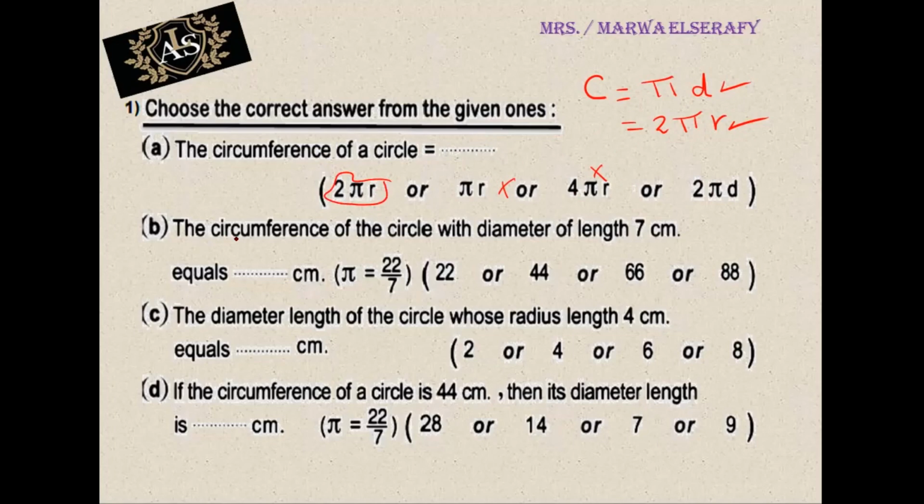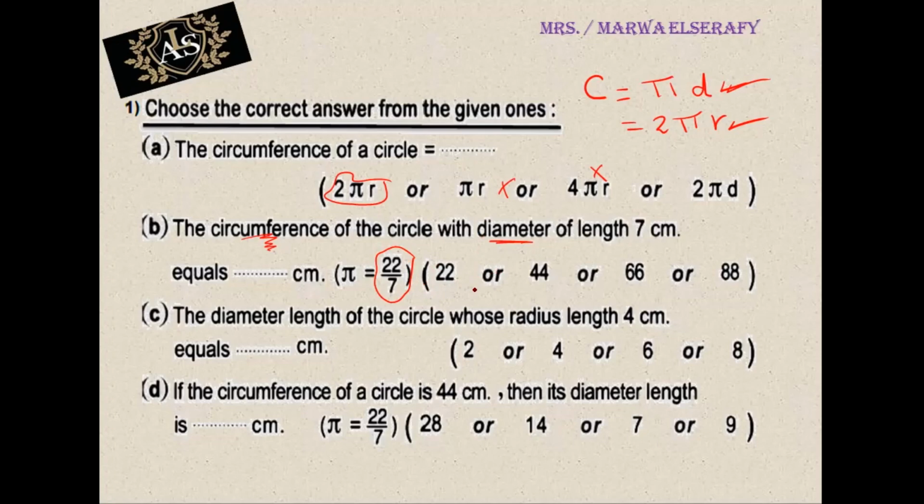Okay? Let's see the second one. The circumference of the circle with diameter of length 7. He wants what? He wants the circumference of the circle with this diameter. So I will write the rule of the circumference of the circle according to its diameter, it's the first one, okay? Pi times d. And he gave me the value of pi, that it's 22 over 7, okay?